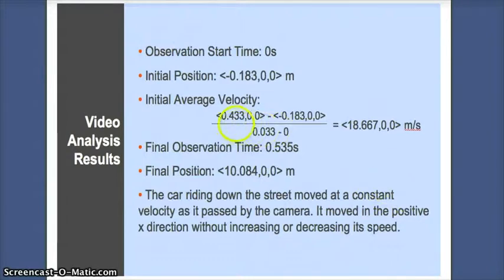As you can see, I've used that second quantity for position, so 0.433 meters minus the initial position, negative 0.183 meters, divided by the second time frame, 0.033 seconds minus 0 seconds, in order to get the initial velocity of 18.667 meters per second. This also lists my initial observation time and my final observation time, which will be plugged into my quantities in my code.